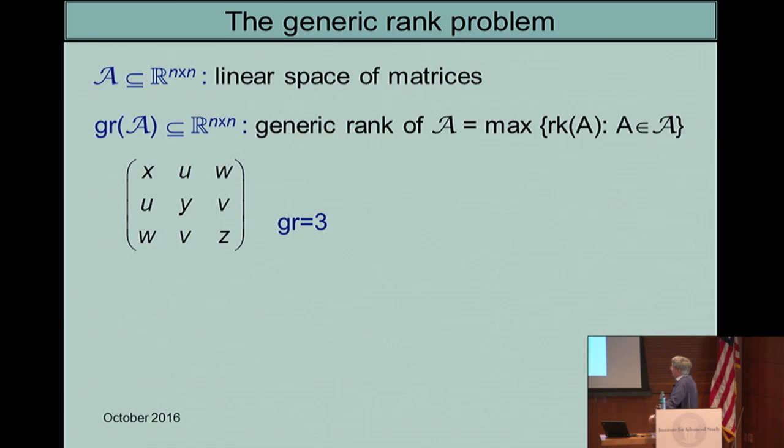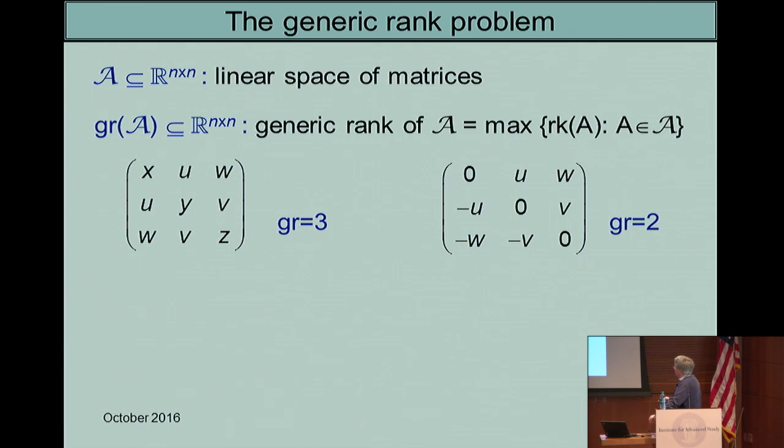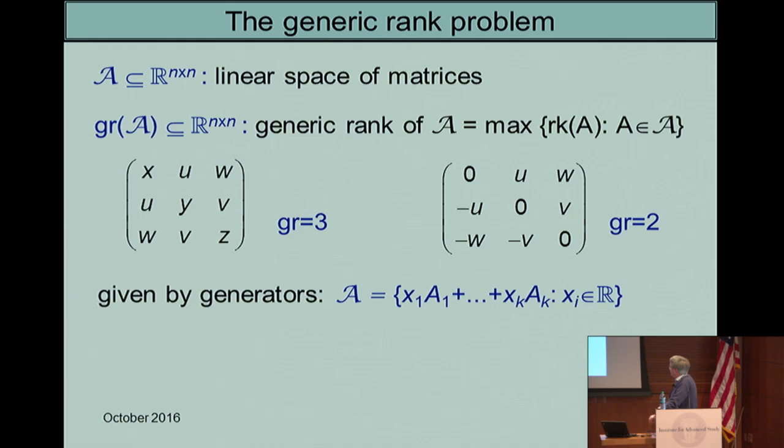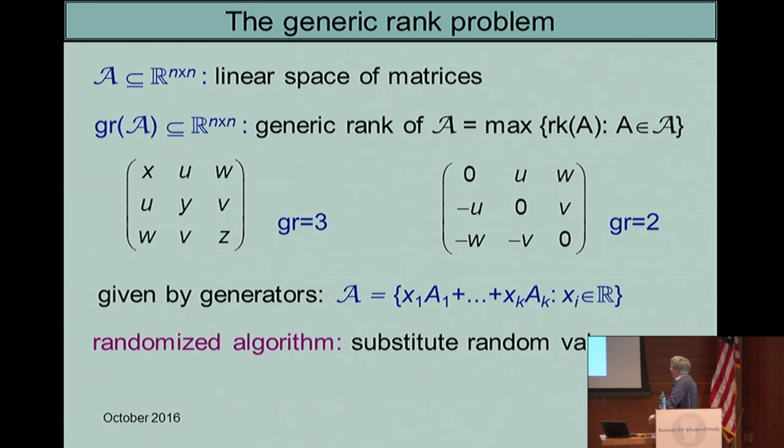So this matrix has generic rank 3, but this matrix has generic rank 2, because every skew-symmetric matrix of odd size has 0 determinant. I mean, this is a linear space of matrices if you vary U, V, and W. Now, I assume that the space is given by generators, so we know explicitly a finite family of matrices, and we'll look at all linear combinations of them. And again, as I already mentioned, if you substitute random values for the xi's, you get a trivial randomized algorithm.